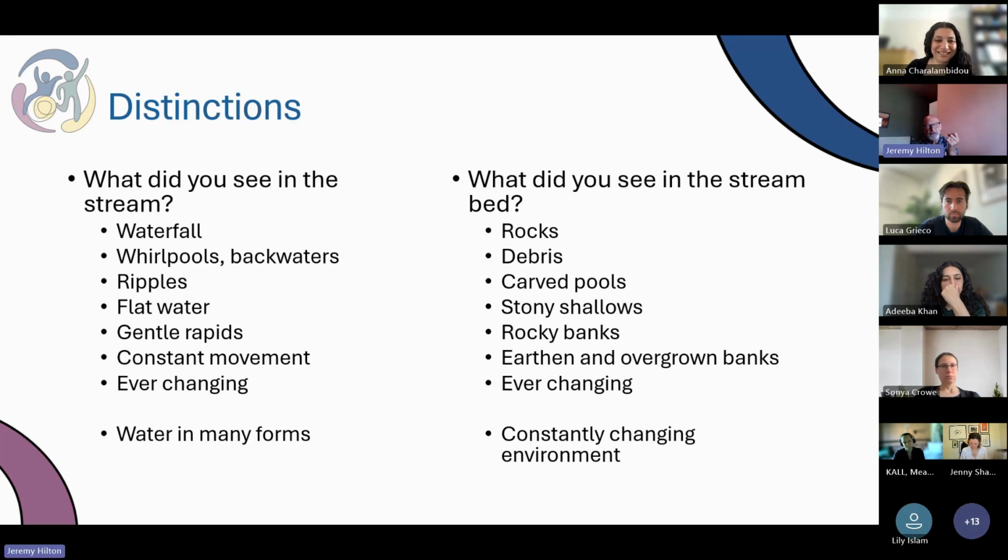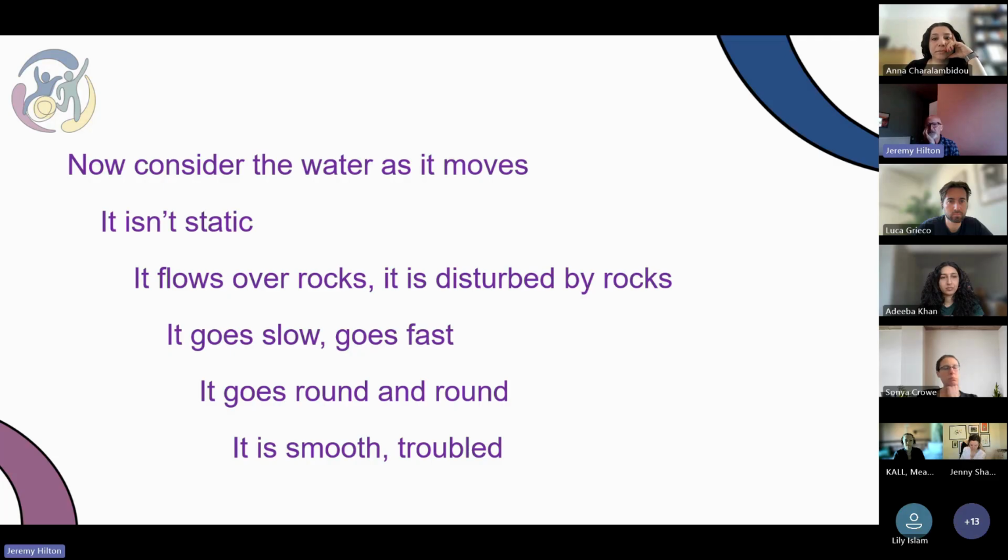And I want you to think about that as a metaphor in a way, a metaphor for life. One thing when we do look at that, we're used to looking at it perhaps as a picture. You take a photograph of something, you just see it as a static photograph. You tend to lose the dynamicism of it, the movement and the changing nature of it. So if you start thinking of the water that's moving, it isn't static. It flows over the rocks, it's disturbed by rocks, it speeds up, slows down, it goes round and round, it's smooth and troubled.